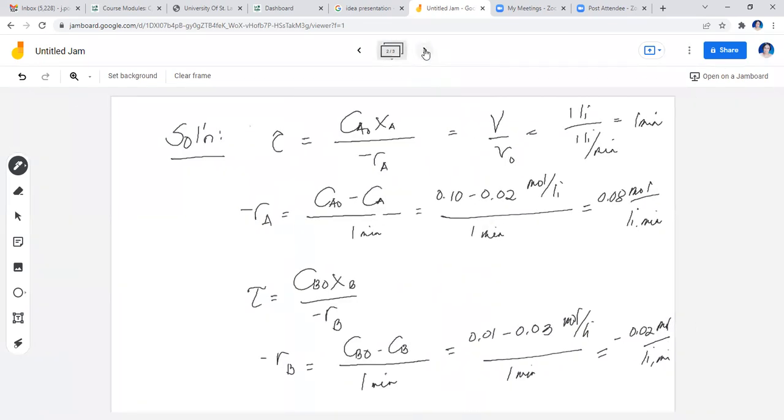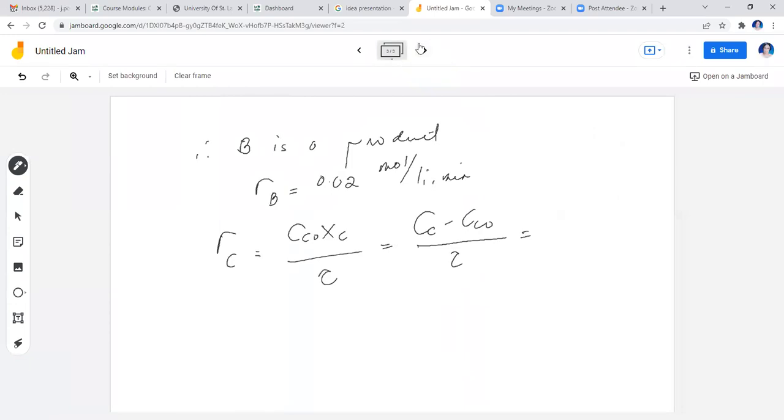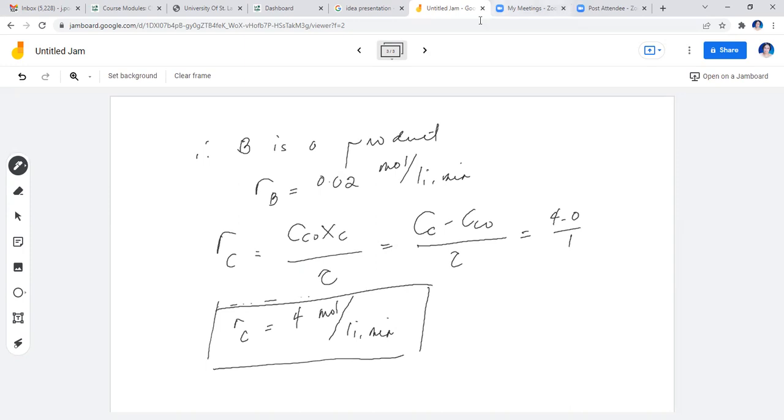Okay? So 0. So we have 4 minus 0 over 1. So your R sub C is 4 mole per liter per minute. So it's a product. Our assumption that it's a product is correct. So in terms of what the problem requires, this is it. There's no need for us to integrate.